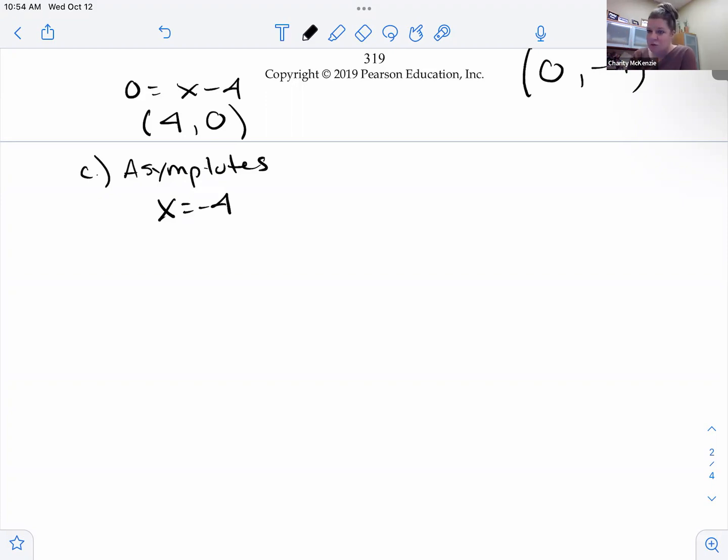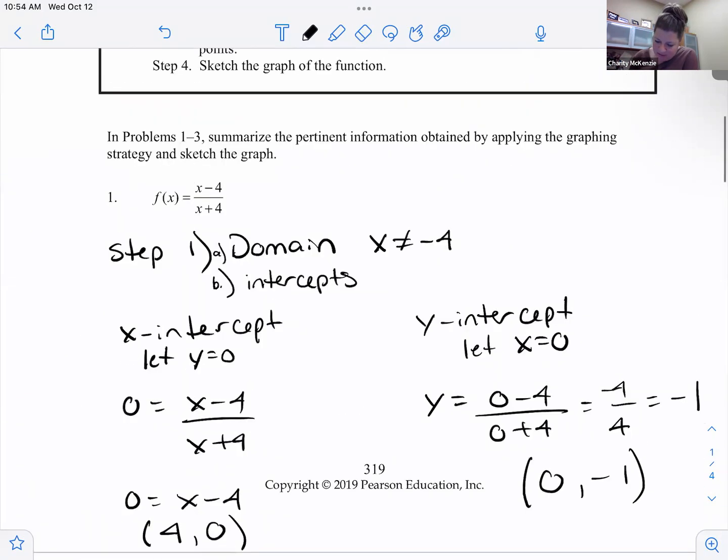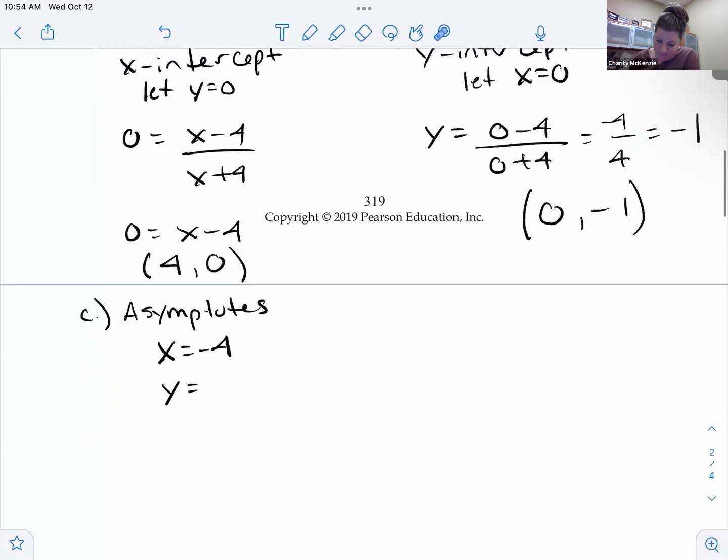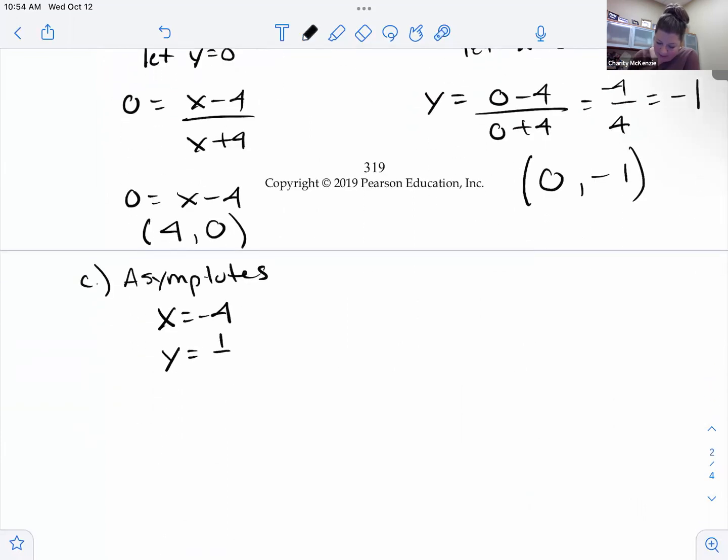So we've got to go back to those rules. Our power on the top is the same as the power on the bottom. So our asymptote is going to be horizontal, and it's going to be y equals the fraction that it forms, which is 1/1, right? Let's go up and look at the original function here. This is an x to the 1 power. We have a 1 in front, so it's 1/1. Okay, 1/1 or 1. So we have a horizontal asymptote.